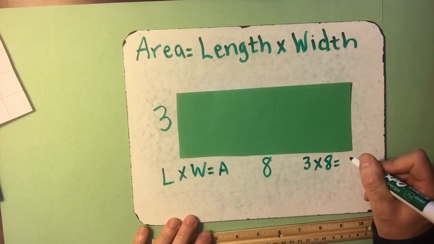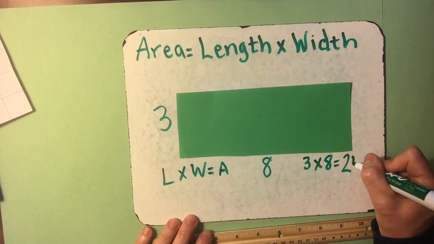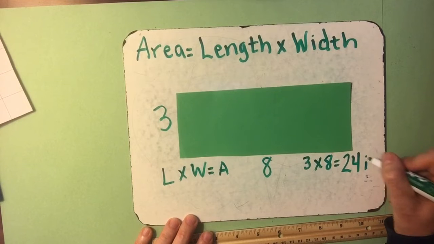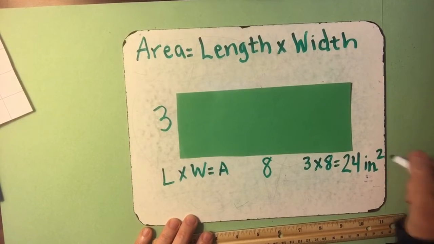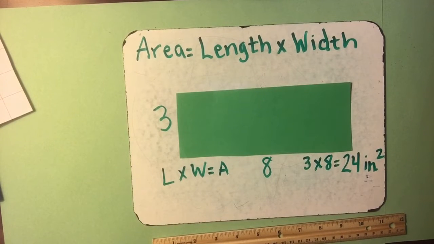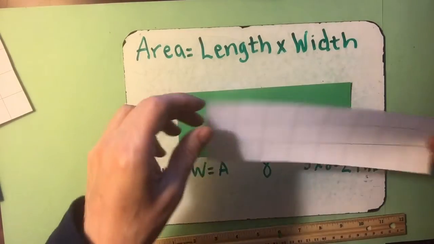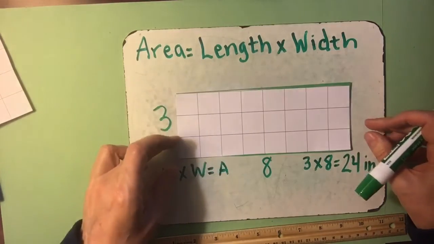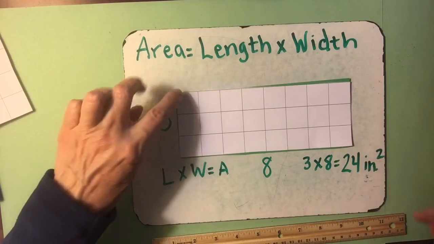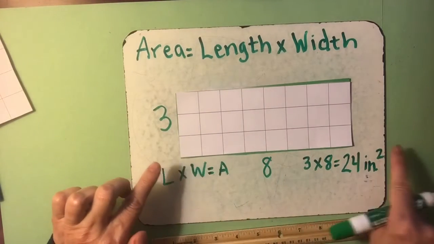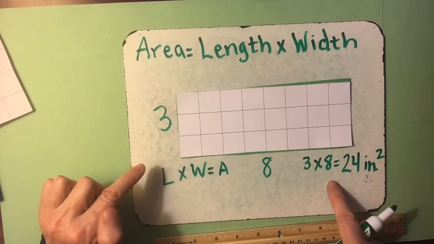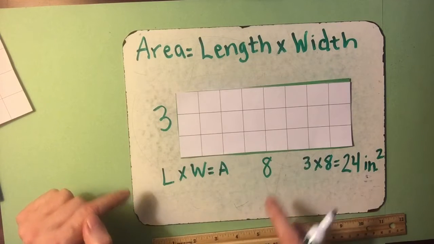If you said 24 square inches, you are correct. So we're going to write 24 inches squared. And again, I'm going to show you the visual. So what we have here is a grid that is 3 inches down, 8 inches across. 3 times 8 gives us 24 squares.